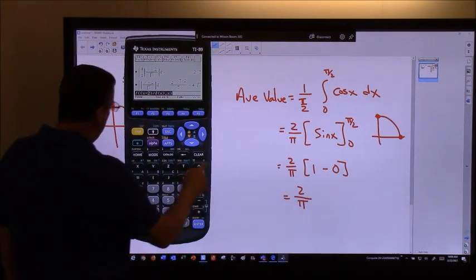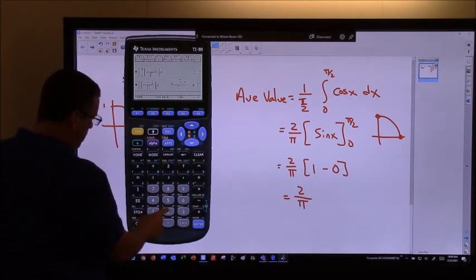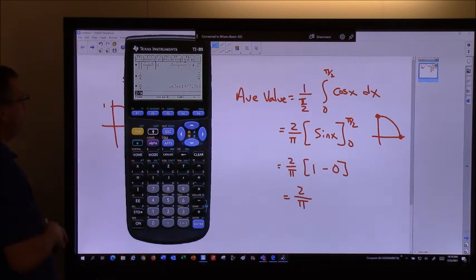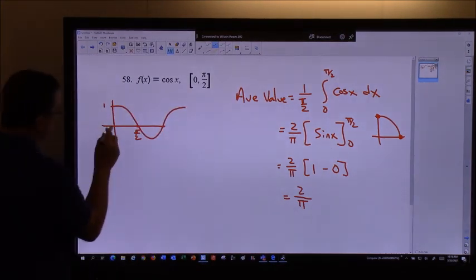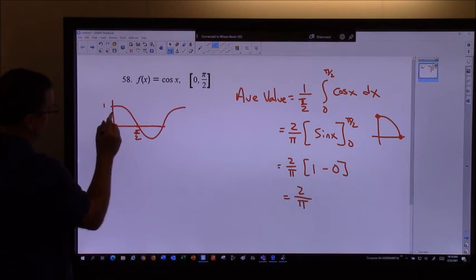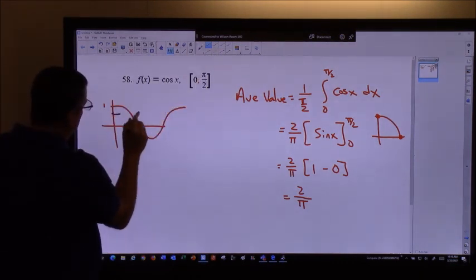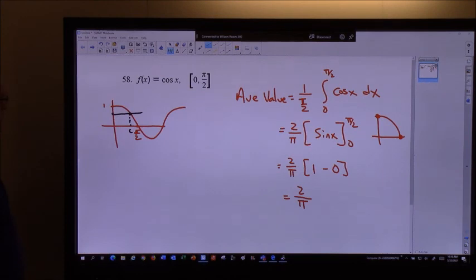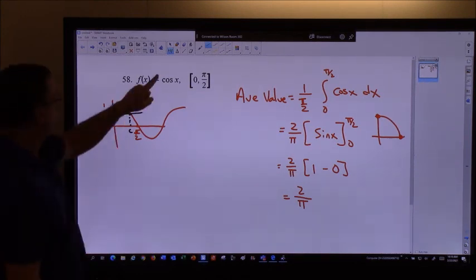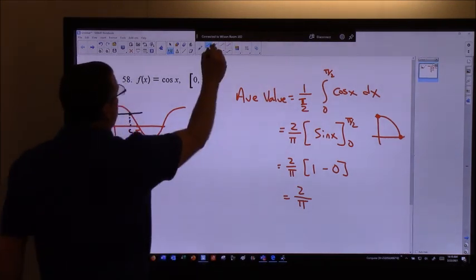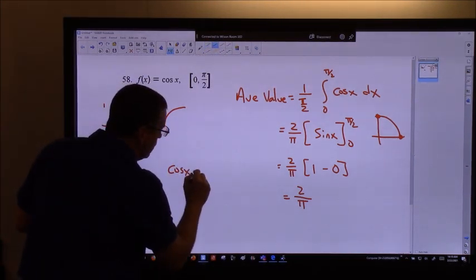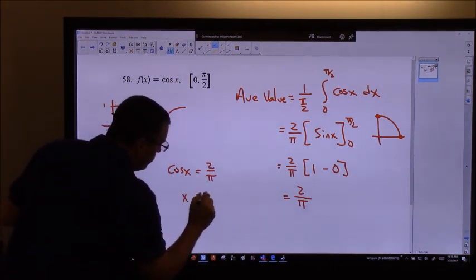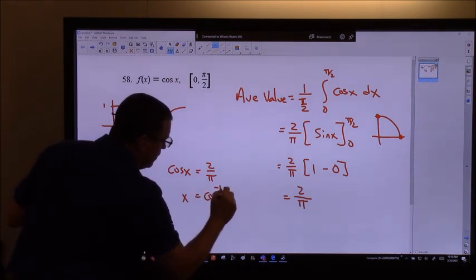So let's see, if I take my calculator, clear this, and I want to do 2 divided by pi, there we go. So 0.64 about. So what that means is, if this is 0.5 and 0.64 is right about here, so if I make a mark going across, there's my C value that I'm looking for. Okay. So where does the cosine of x equal that average value? So cosine of x equals 2 over pi. To find the angle, I want to say x equals the inverse cosine of 2 over pi.